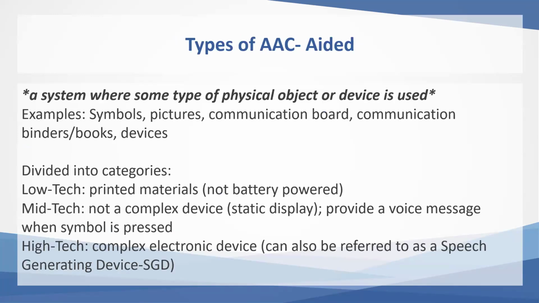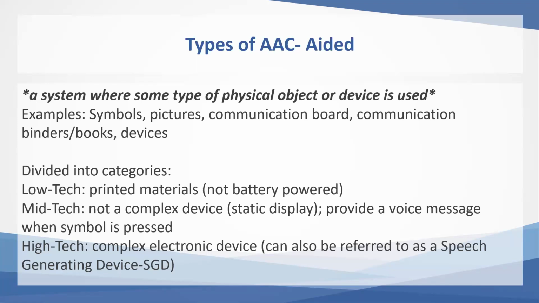Then you have the aided group. This is a system where some type of physical object or device is used. Examples here that many of us have seen, worked with, even created ourselves: symbols, pictures, communication boards, communication binders, and then you've worked with some devices, which we'll talk about in the next few slides. I know in the classroom, a lot of visuals are used, which is great. Those are tactile, as well as the symbols, pictures, and communication boards.